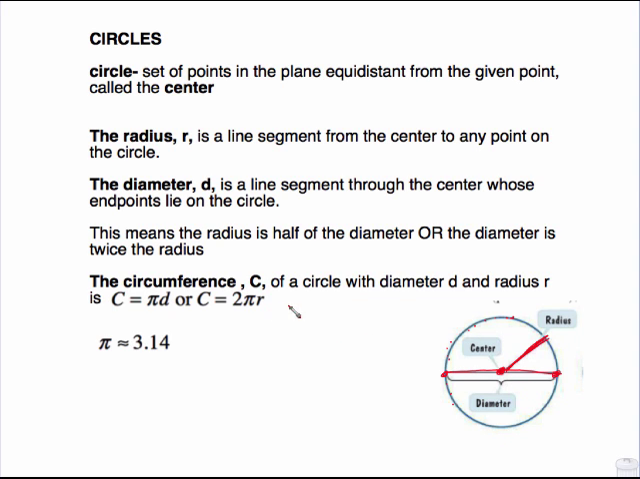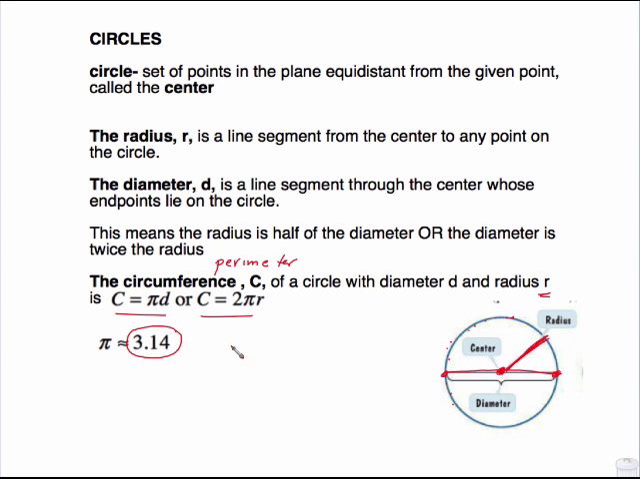The circumference of a circle, circumference is like perimeter, it is the distance around, and the circumference of a circle is this formula or this formula depending on what you know. If you know the diameter d, you use this one, pi d. If you know the radius r, use this one, 2 pi r. And pi is approximately 3.14.